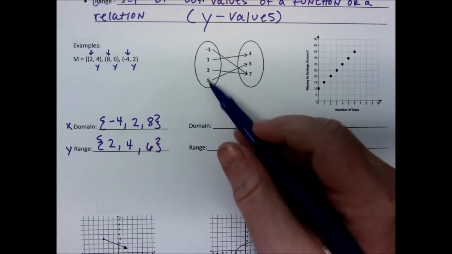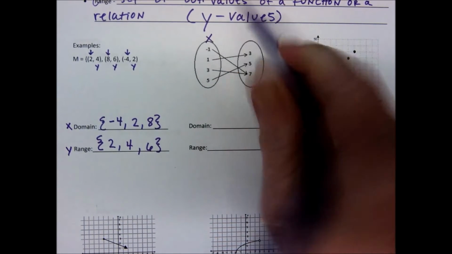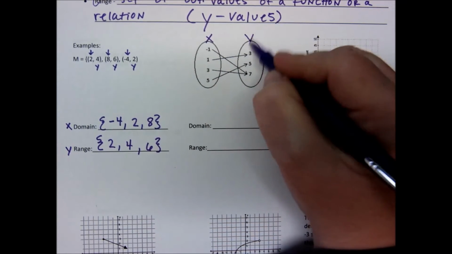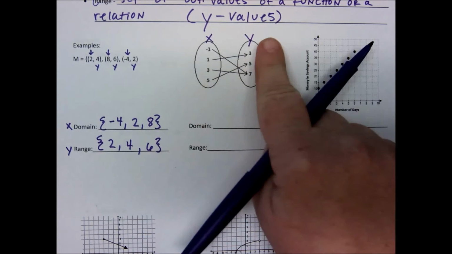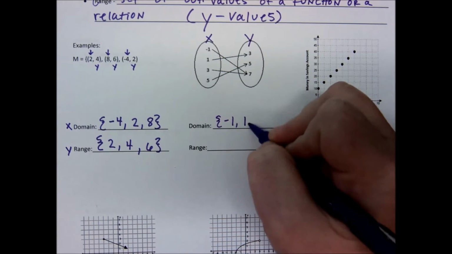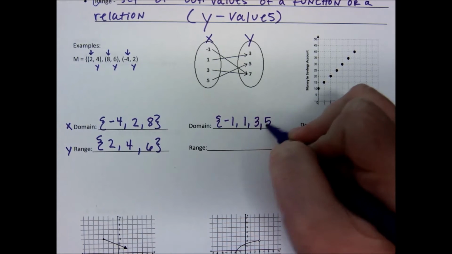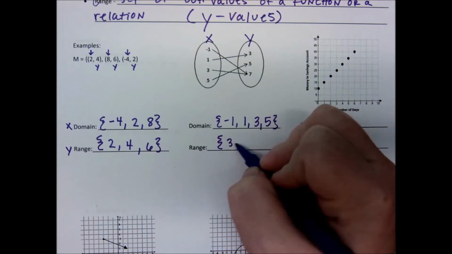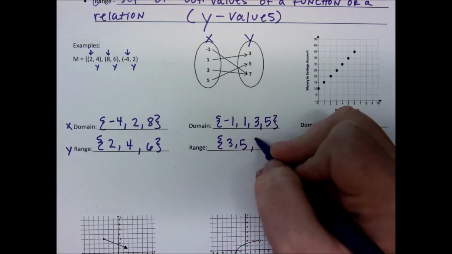Let's look at the next one. If I'm looking at the domain, I'm looking at the first circle going to the second circle. So the domain are my x values, the range is my y values. So my domain would be -1, 1, 3, and 5. My range would be 3, 5, and 7.